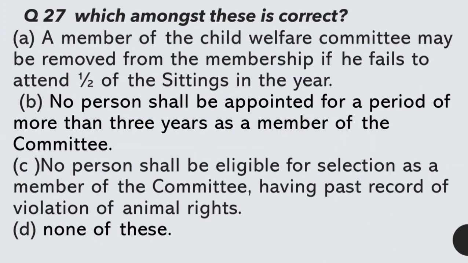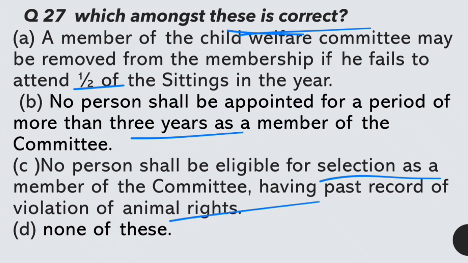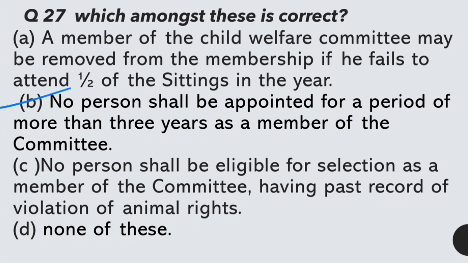Next question is, which amongst these is correct? A says a member of the child welfare committee may be removed from the membership if he fails to attend half of the sittings in the year. B says no person shall be appointed for a period of more than 3 years as member of the committee. C says no one can be eligible for selection as a member of the committee having past record of violation of animal rights. D says none of these. B is the right option. No person shall be appointed for a period of more than 3 years as member of the committee. Rest are incorrect. Please read the provision properly. B is the right option.